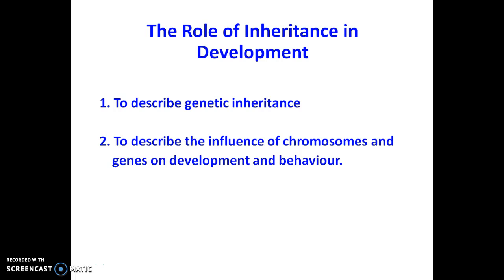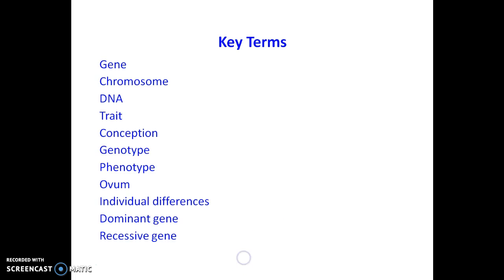So we're going to describe genetic inheritance and the influence of chromosomes and genes on development and behaviour. So the key terms then: gene, chromosome, DNA, trait, conception, genotype, phenotype, ovum, individual differences, dominant gene and recessive gene. I guess you've probably heard most of those before. Certainly if you did GCSE science or biology, you've probably come across them.